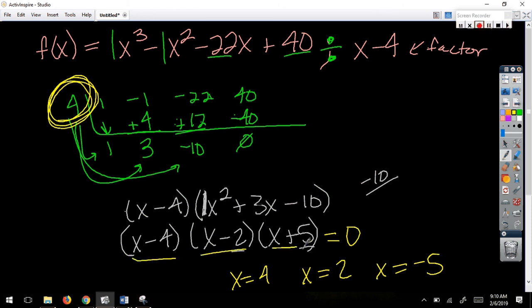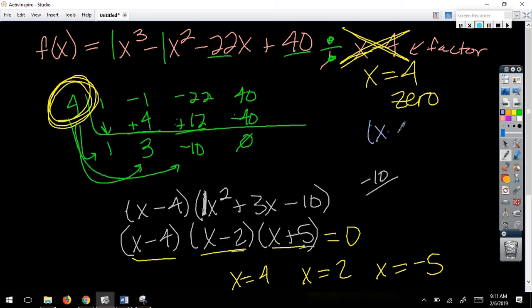So what if instead of giving you a factor, I said, hey, guess what? X equals 4 is a zero. Find all the other zeros. No, I'm not doing that. Well, but you just did. Because essentially what that means is if x equals 4 is a zero, that means that x minus 4 is a factor. And you know how to factor completely given a factor.